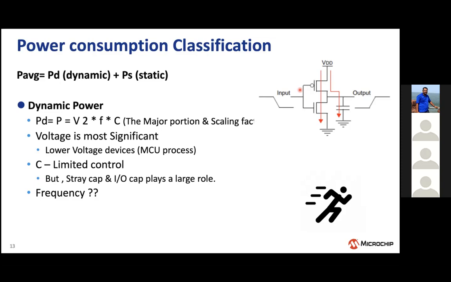Now, coming back to the dynamic power, it is the power consumption when the code is running, when the device is in active mode. So how do we get an idea of the dynamic power consumption?